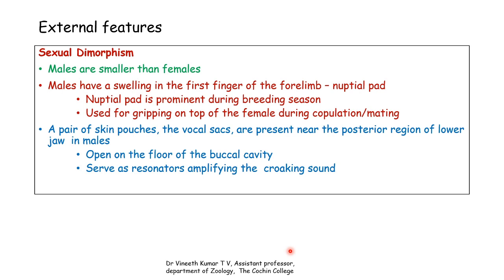Sound will be produced from the sound box, and this sound is amplified, or the resonating sound is amplified, by this particular structure, which is called a vocal sac. So these are the main morphological differences that you see between the males and females in Euplectus hexadactylis.